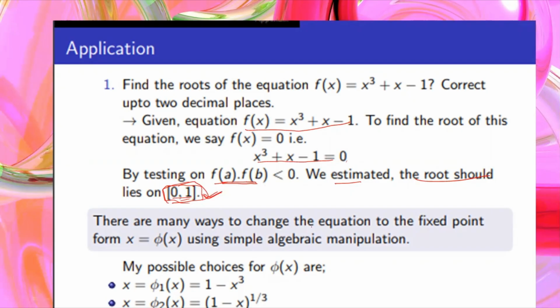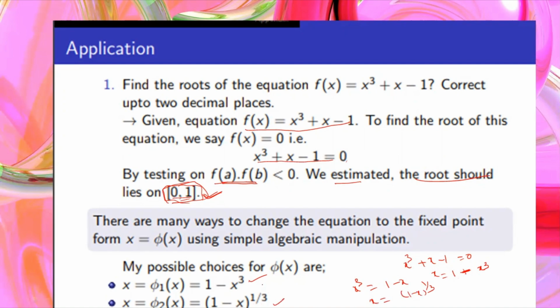Next, there are many ways to change the equation to the fixed point form x is equal to phi of x using simple algebraic manipulation. My possible choices for phi of x: from x cube plus x minus 1 is equal to 0, easily you can say that x is equal to 1 minus x cube. That is your first one. Second one: x cube is equal to 1 minus x, so x is equal to 1 minus x whole to the power of 1 by 3. I have two choices.